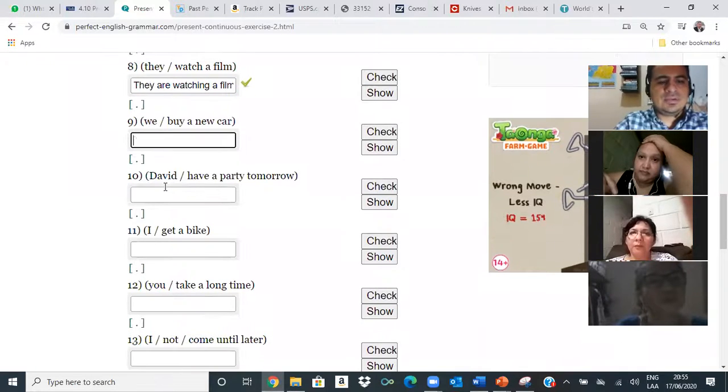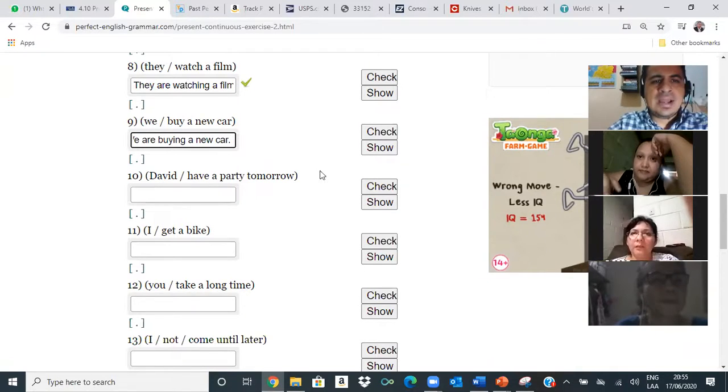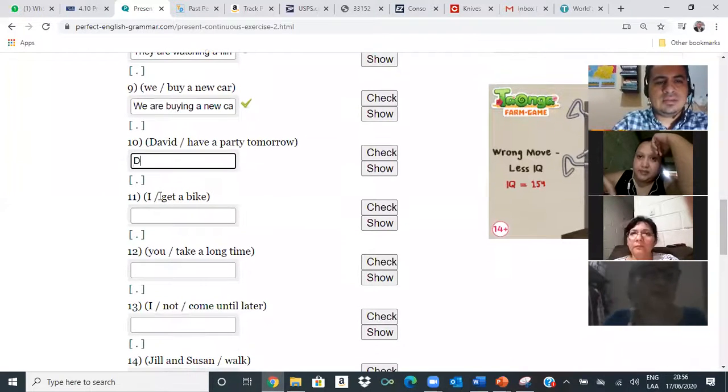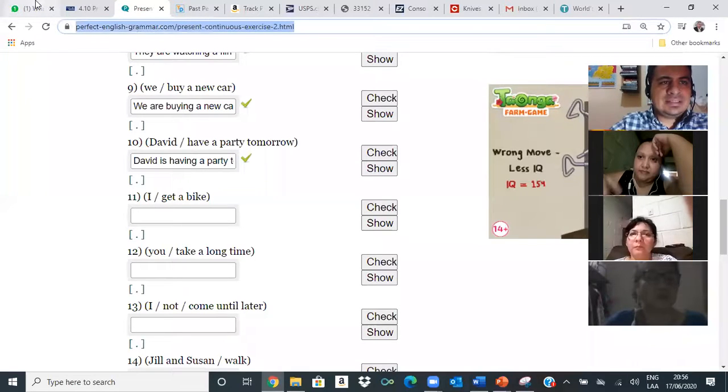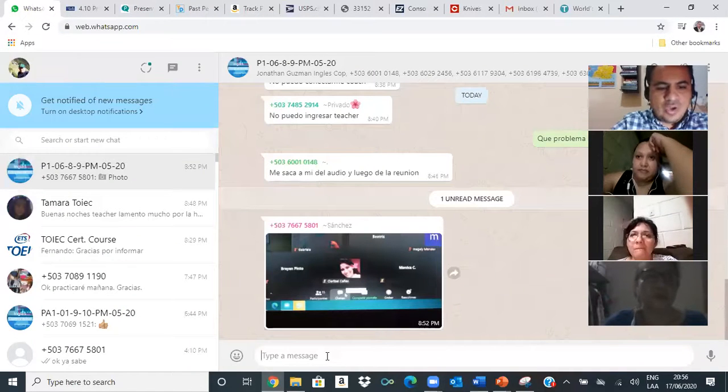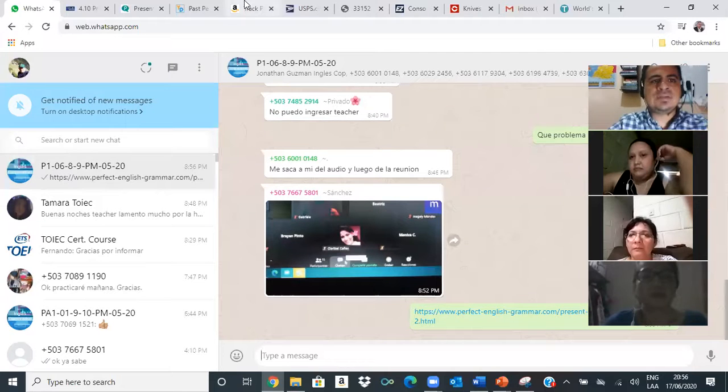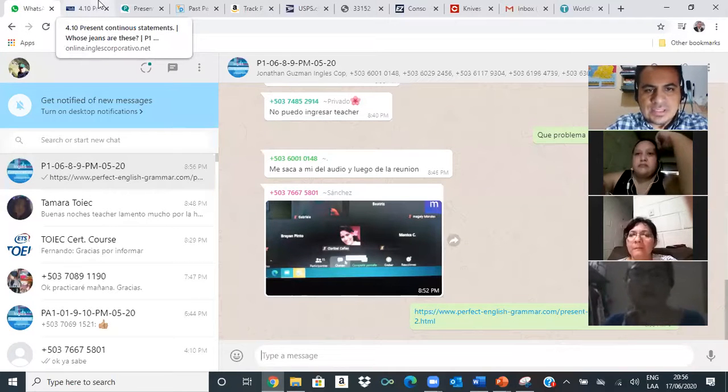Number nine. We are buying a new car. Okay, very good. Number 10. Baby is having a party tomorrow. Very good. Okay, so le voy a mandar este ejercicio so that you can practice. Hay dos partes. Le voy a mandar las dos partes, so that you can do this exercise. All right, very good.